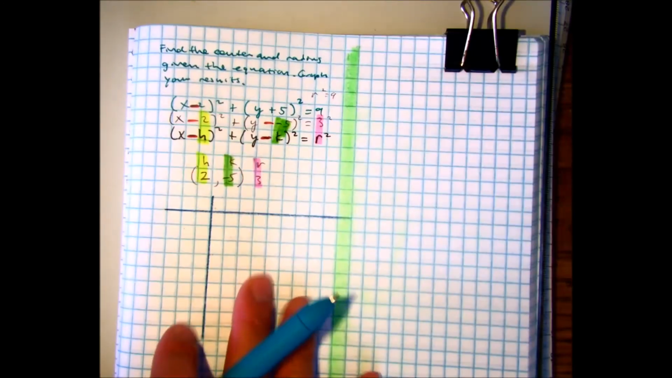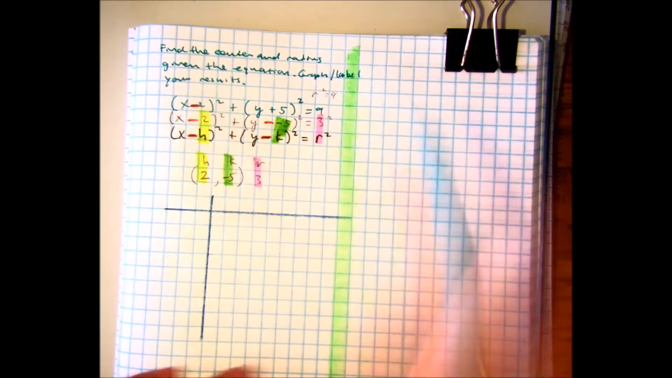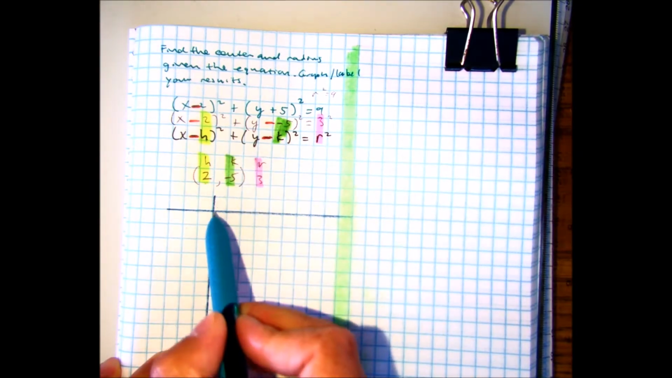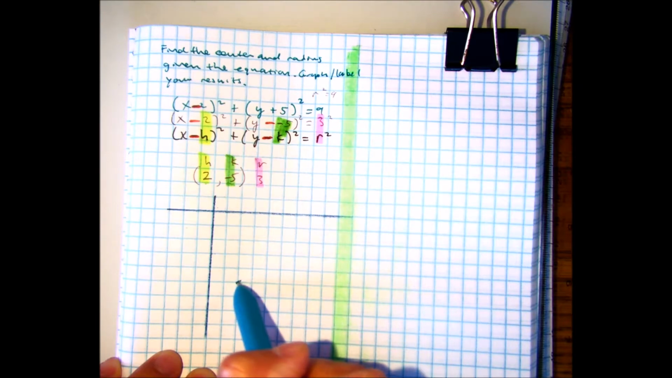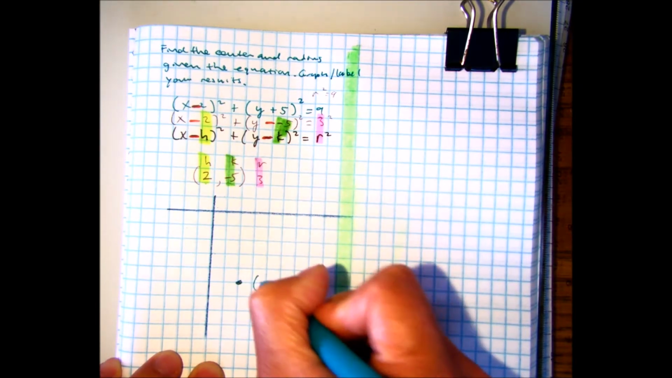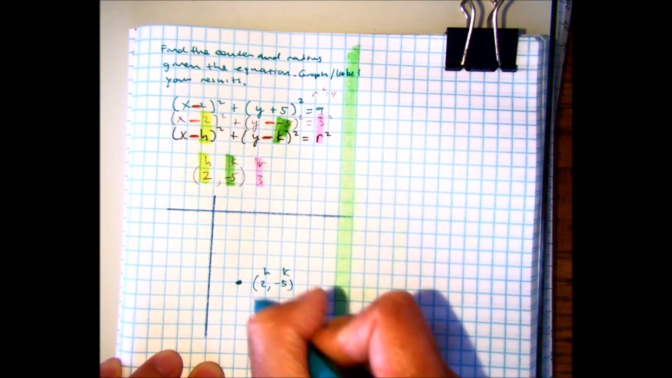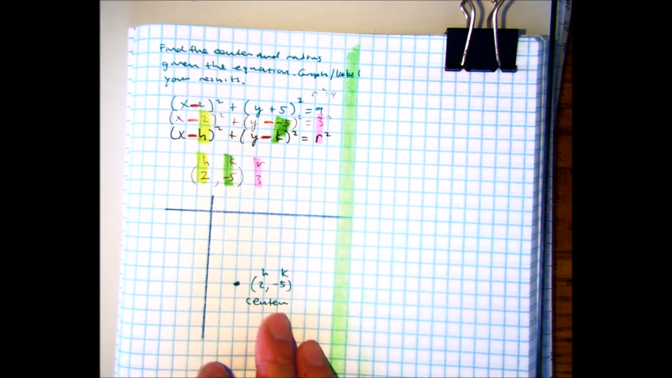Now, sometimes I'll use the word label. Everyone say label. Label actually means not just having the ordered pair, 2, negative 5, but labeling it means actually writing the coordinates and writing what it is. It's the center. That's what it means to label. So pay attention to what I ask on your quiz or test.